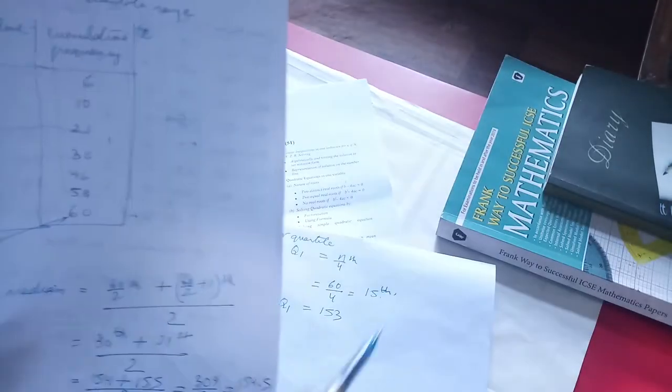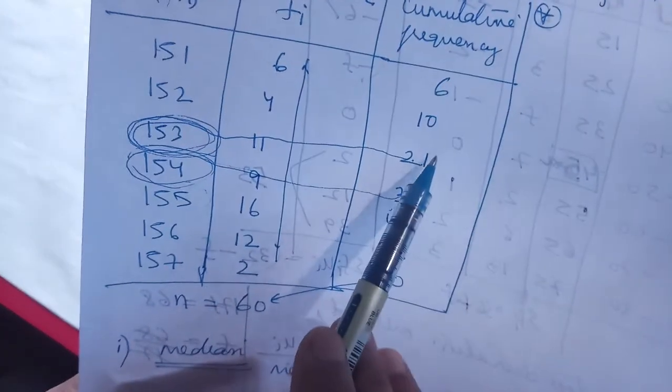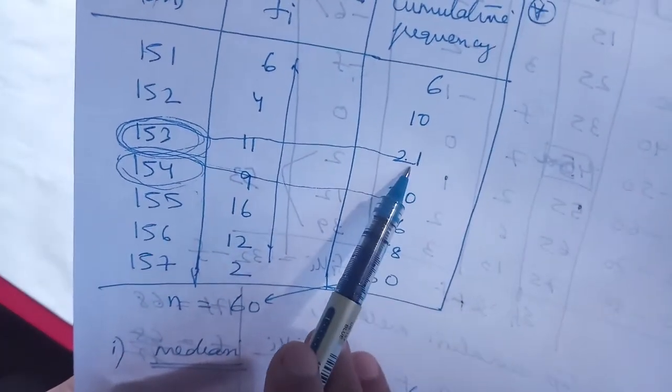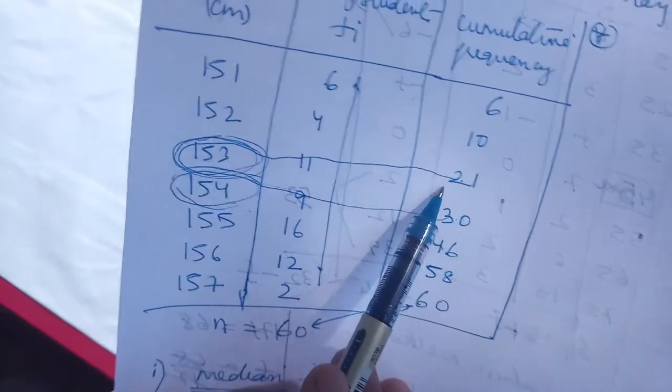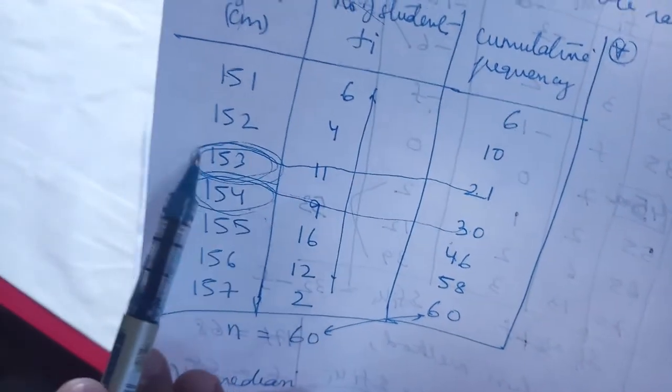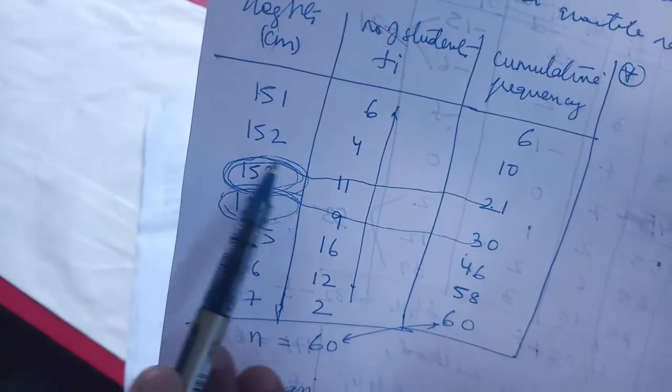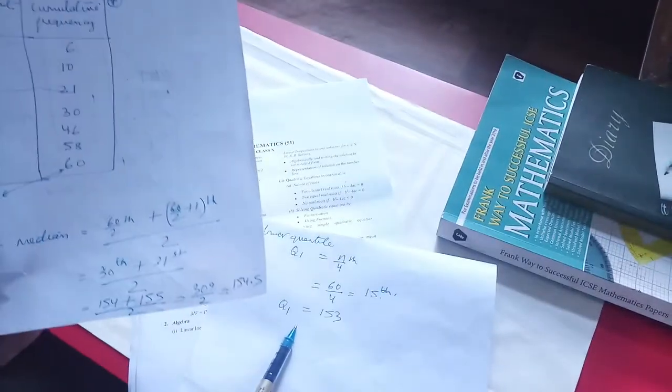One thing you have to note down here: since we do not have the 15th observation, you take the value which is next greater than the 15th observation, that is 21. What is the height corresponding to that 21? That will be your answer, the lower quartile.